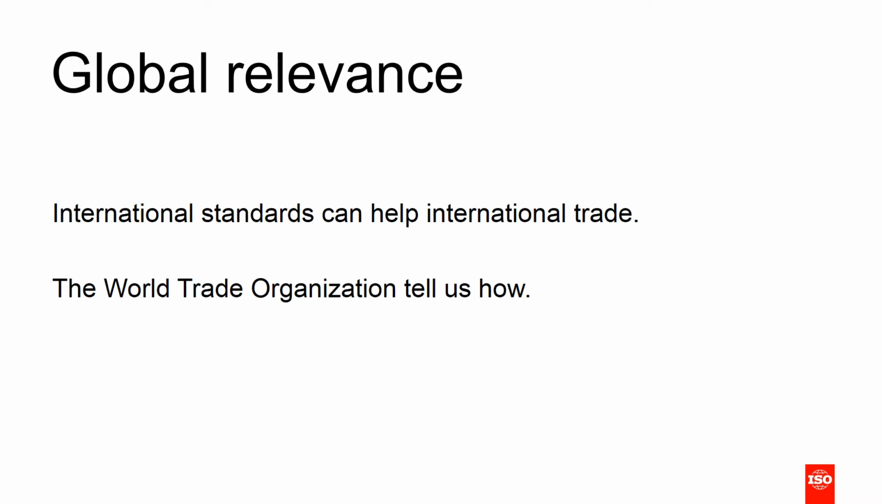So global relevance: because ISO is an international organization developing international standards, it's important that the deliverables are published and that they are globally relevant when they are published. So that is a key principle at ISO, and if we manage to respect that, then the World Trade Organization will recognize ISO standards as tools to help international trade.